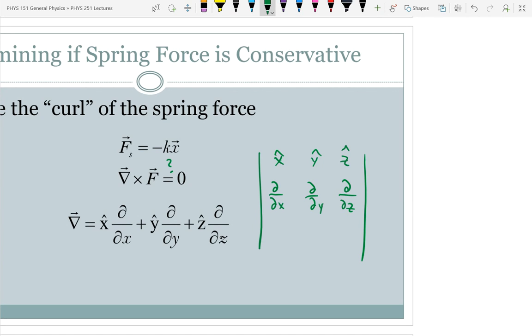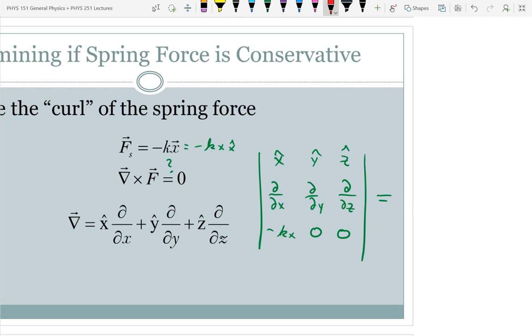Let's treat this as one-dimensional, only stretching in one direction rather than a three-dimensional spring, because what's that exactly? I'm not sure. So I'm going to rewrite this as minus kx in the x hat direction. Then it's easy. That's going to be minus kx, 0, 0. So now I need to calculate that determinant.